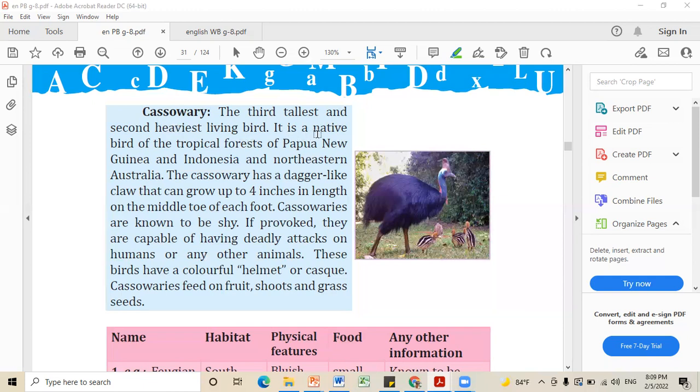It is a native bird of the tropical forests of Papua New Guinea and Indonesia and northeastern Australia, right? It is a native bird.